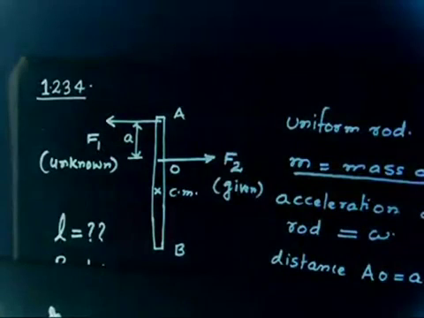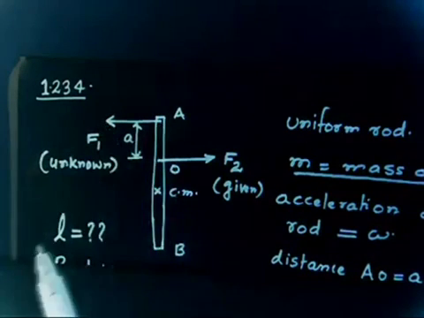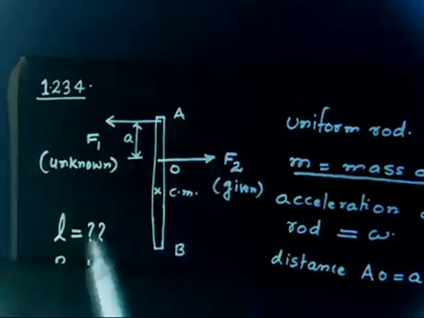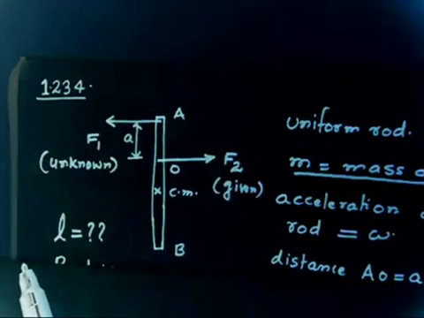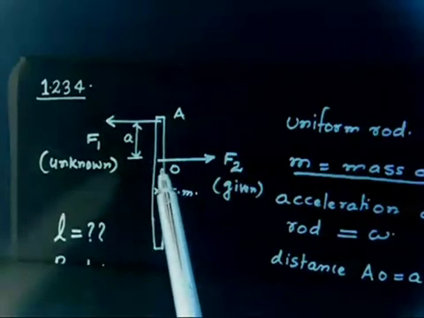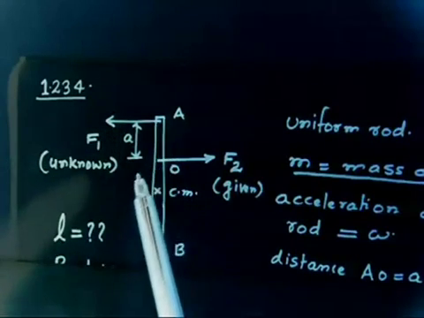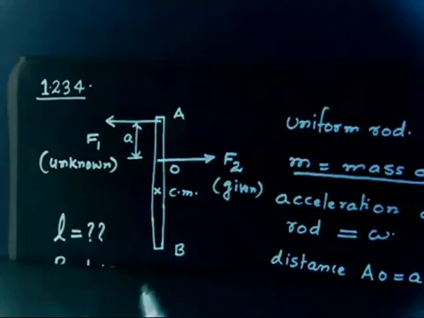To find the length of the rod, Irodov is doing one experiment. He is applying a force F1 here and another force F2 here. These two forces are in opposite directions. One force is at one end. The next force is not at the end. This is at a distance A from here to here, that is given.